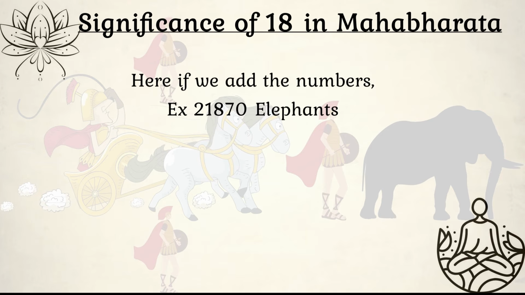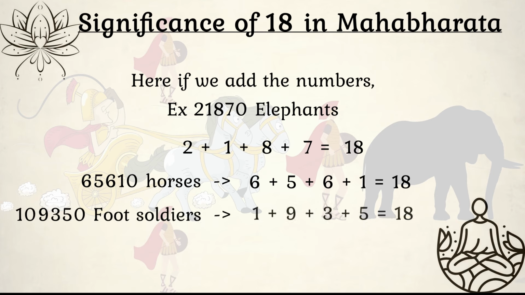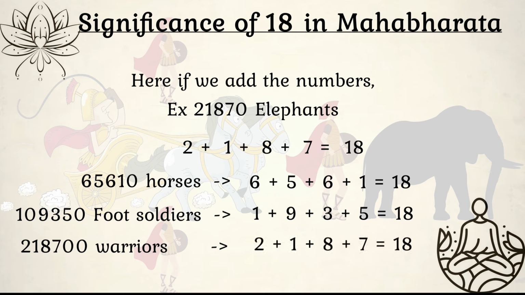Now, if we add these numbers, for example, 21,870 elephants. In this, if we add 2 plus 1 plus 8 plus 7, we get 18. Similarly, 65,610 horses. In this, if we add 6 plus 5 plus 6 plus 1, we get 18. Next, 109,350 foot soldiers. So 1 plus 9 plus 3 plus 5 equals 18. Finally, 218,700 warriors. Here if we add 2 plus 1 plus 8 plus 7 equals 18. Calculation of one akshauhini is mentioned in detail in the description below.